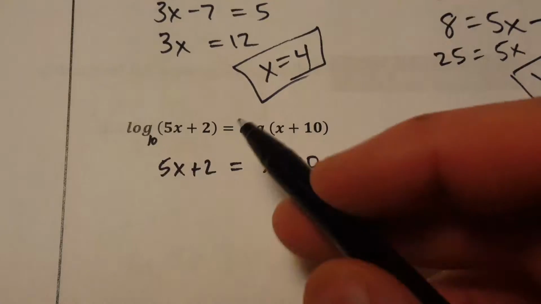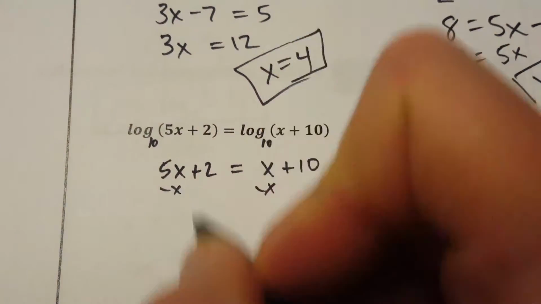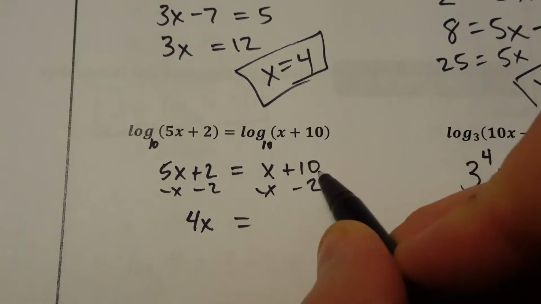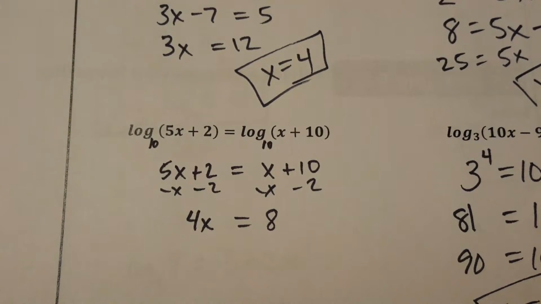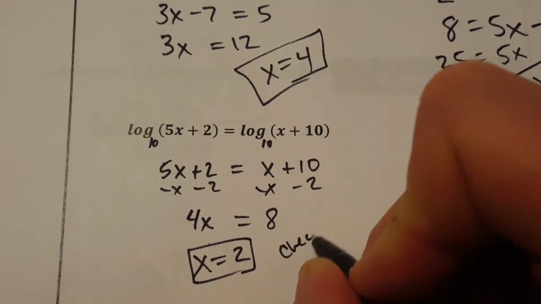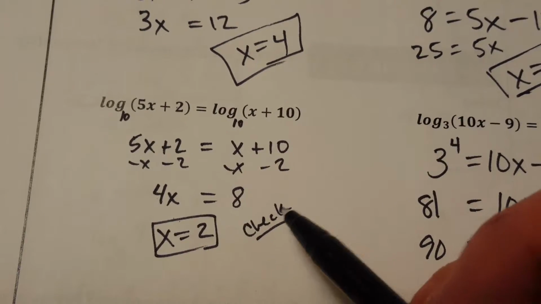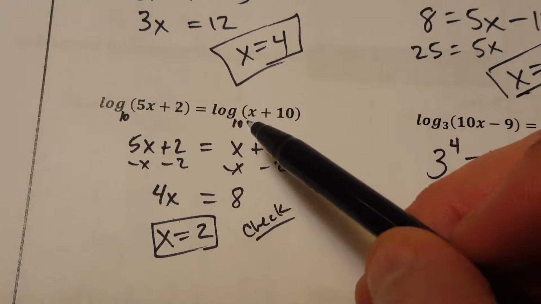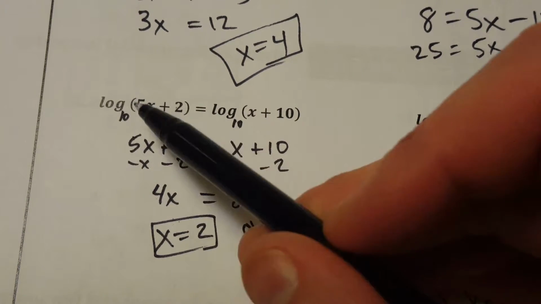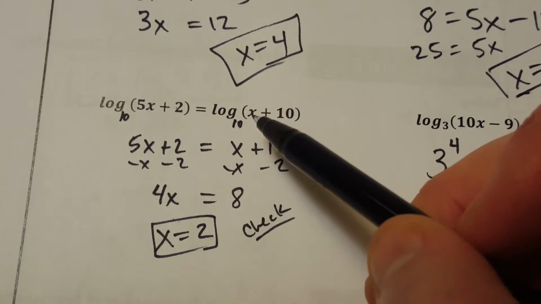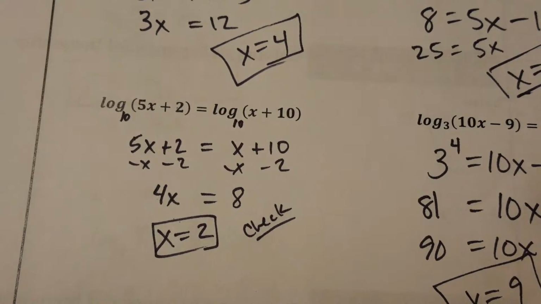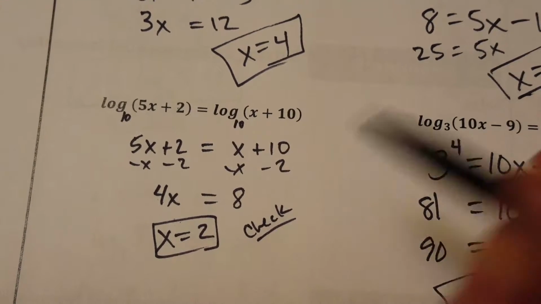I'm going to subtract x from each side, and I will subtract 2 from each side. So this becomes 4x on the left and positive 8 on the right. Divide by 4 and I get x equals 2. And then, with logarithms, because of the domain restrictions, I am going to check. So I put a 2 here on the left, and I've got log base 10 of 5 times 2 plus 2 is 12, and that equals log base 10 of 2 plus 10 is 12. So those match. The arguments are positive, so they work out fine.